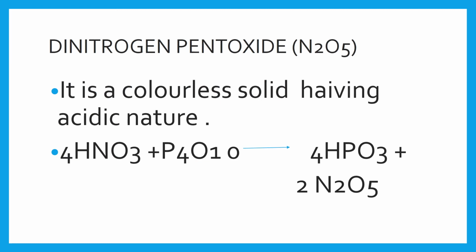The last compound that we are going to learn is dinitrogen pentoxide with the formula N2O5. It's a colorless solid having acidic nature. You find that it is formed when nitric acid reacts with phosphorus pentoxide.